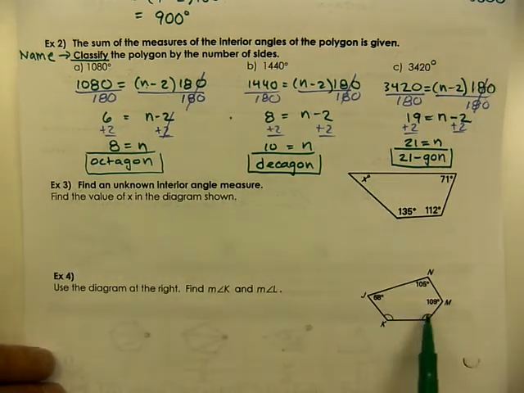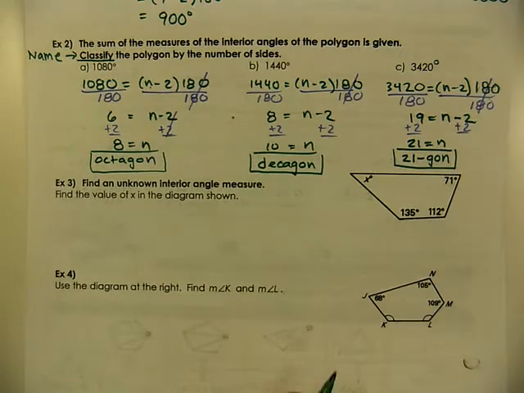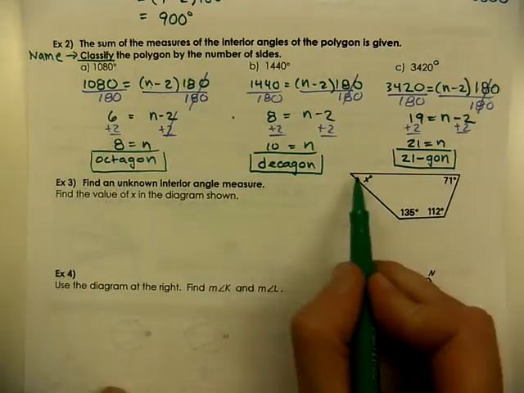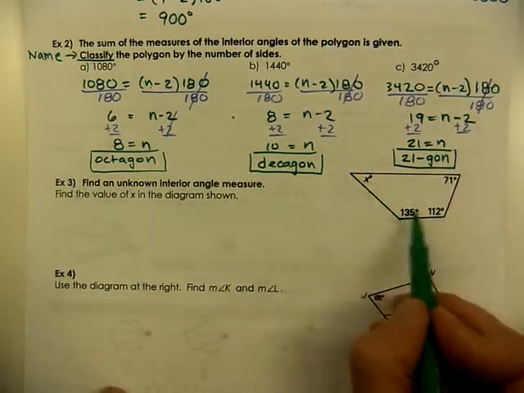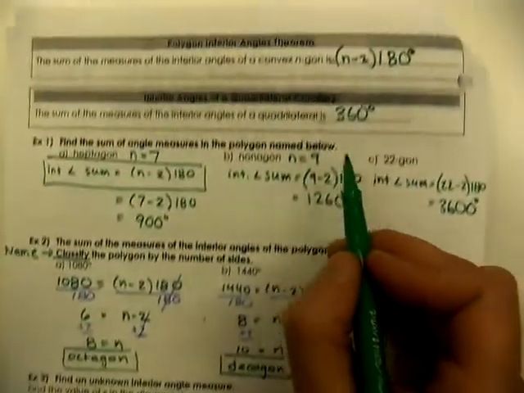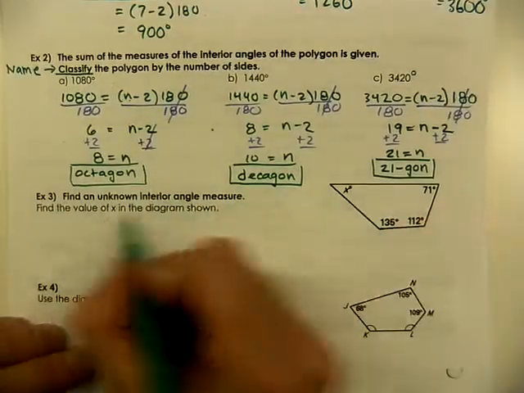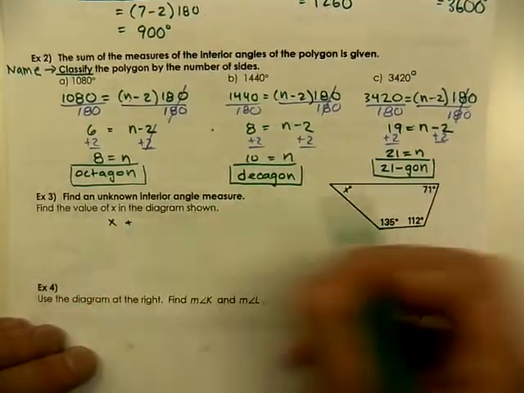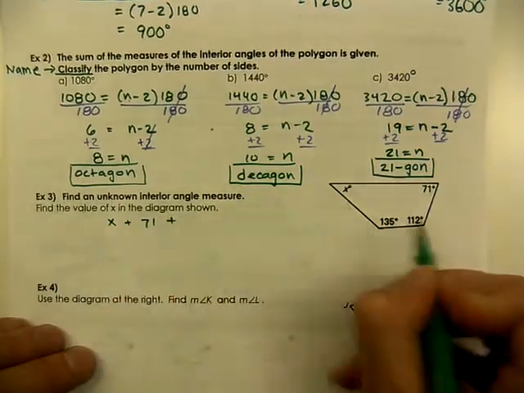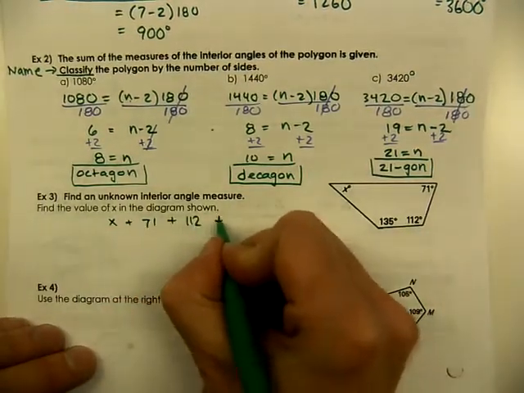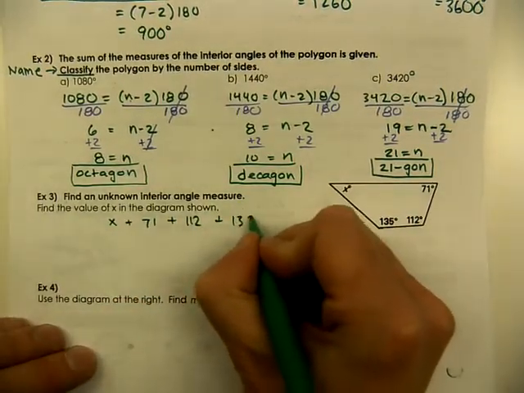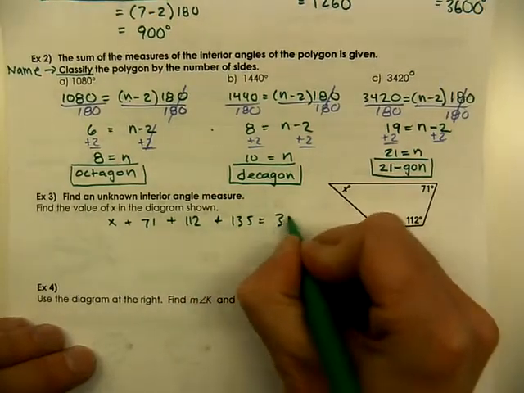And there are some missing angles. So if you happen to remember that a quadrilateral has its angles add up to 360, right? We saw that here. Well, then we're going to add up these angles to 360 degrees. All right, so x plus 71 plus the 112 plus the 135, they add up to 360.